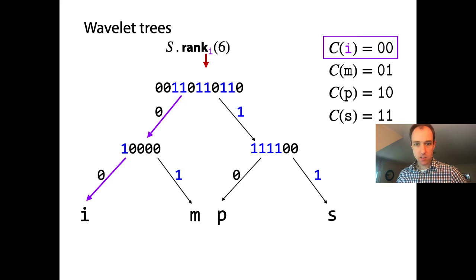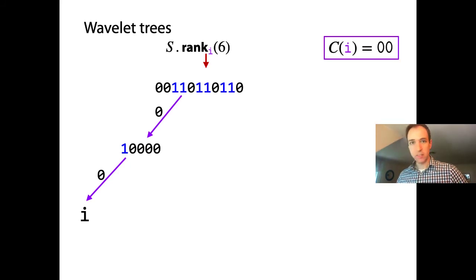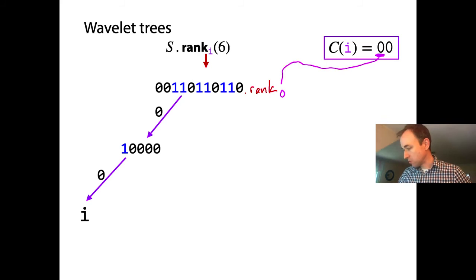Okay, so we can actually just erase the rest of it. We don't need it. And let's go through the process of actually answering the rank query. So the first thing we're going to do is ask a rank question about the bit string here at the root. So we're going to do dot rank sub 0, okay? And why is it a rank sub 0? Well, because we're taking the first character of the code for I, the first bit, I should say, of the code for I, and it's 0. So that's what goes down here.